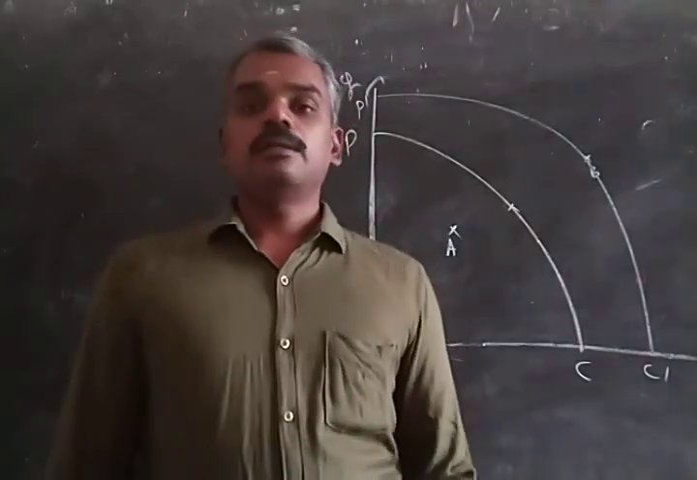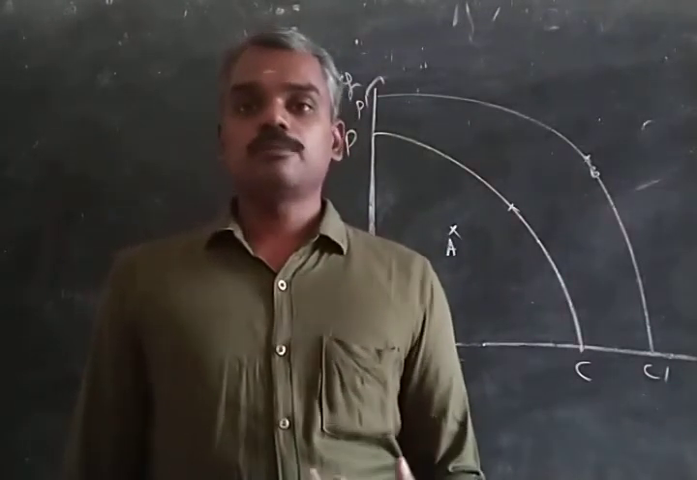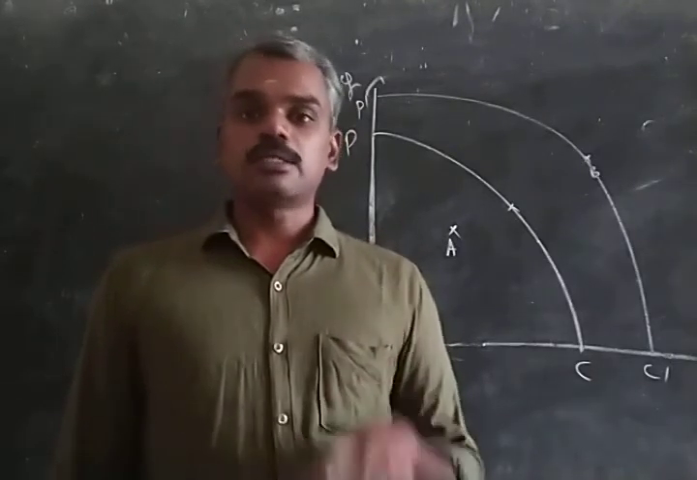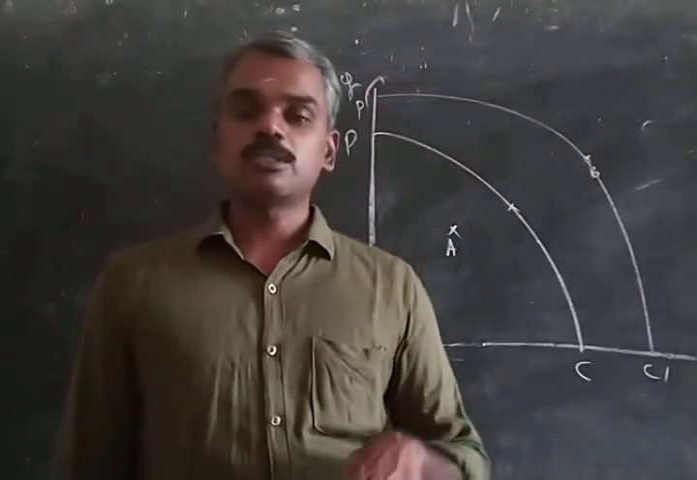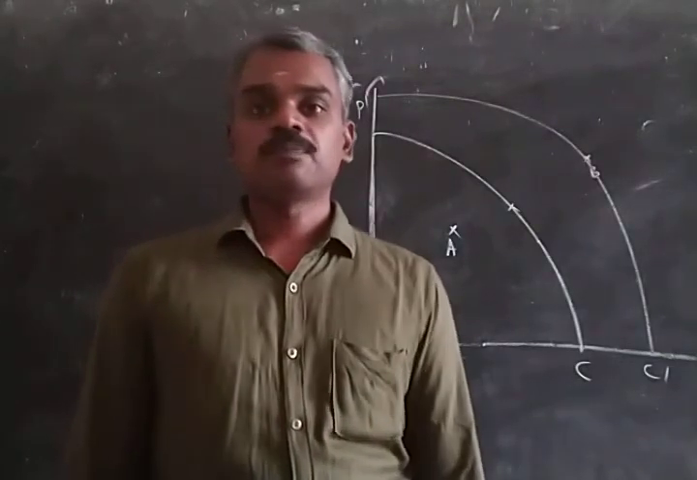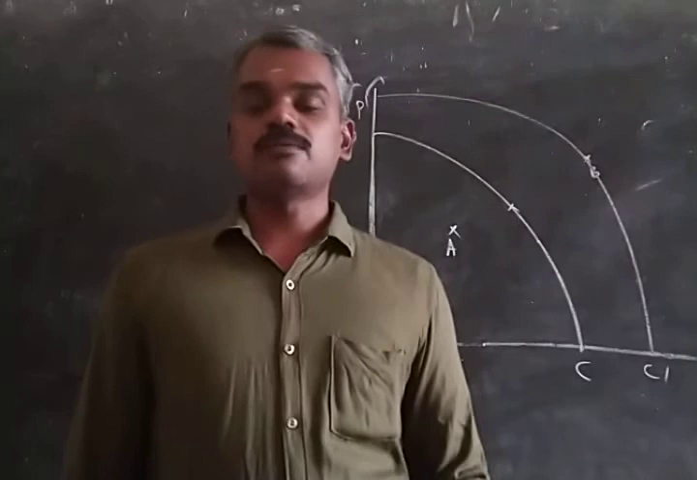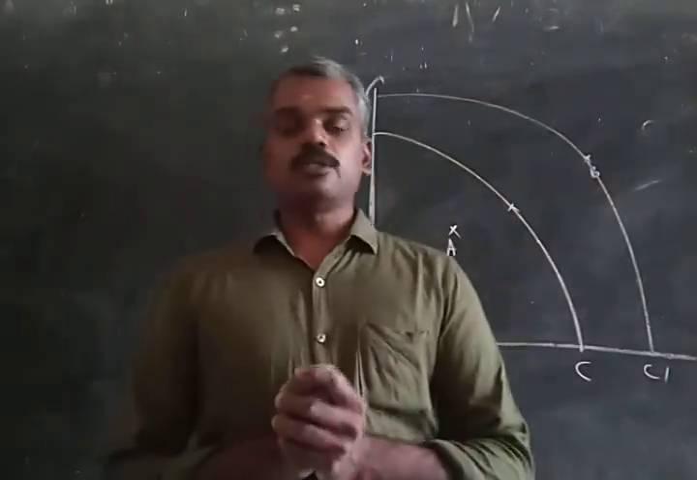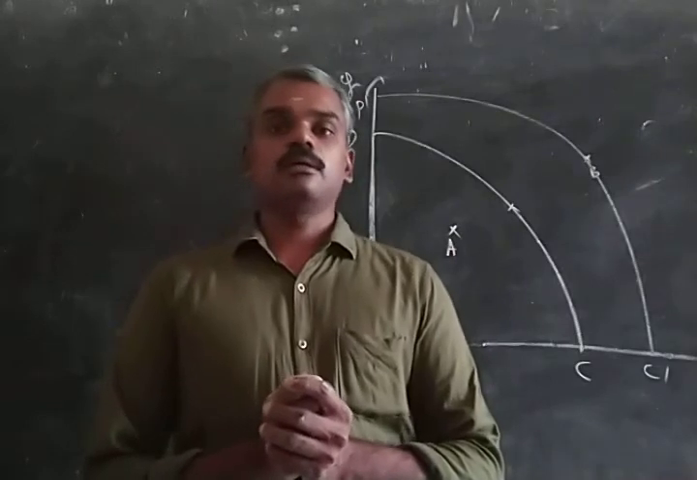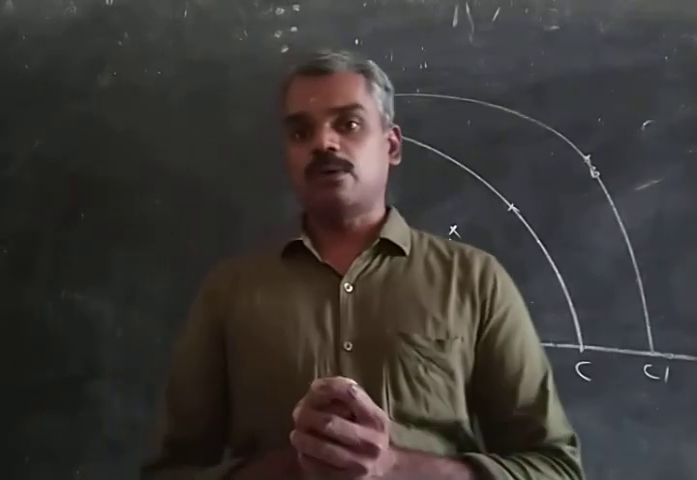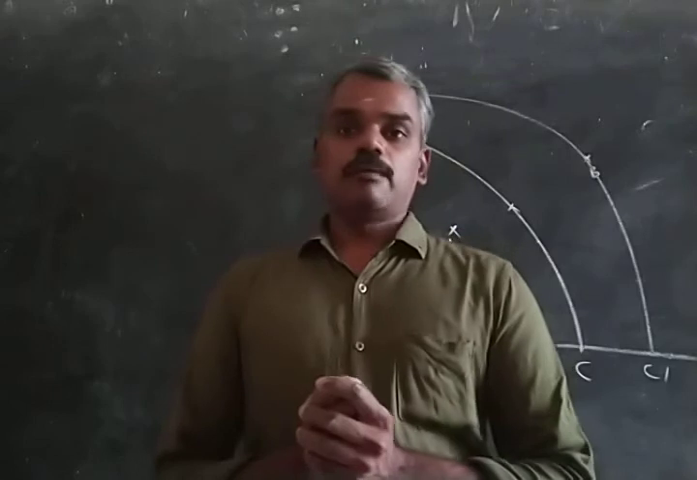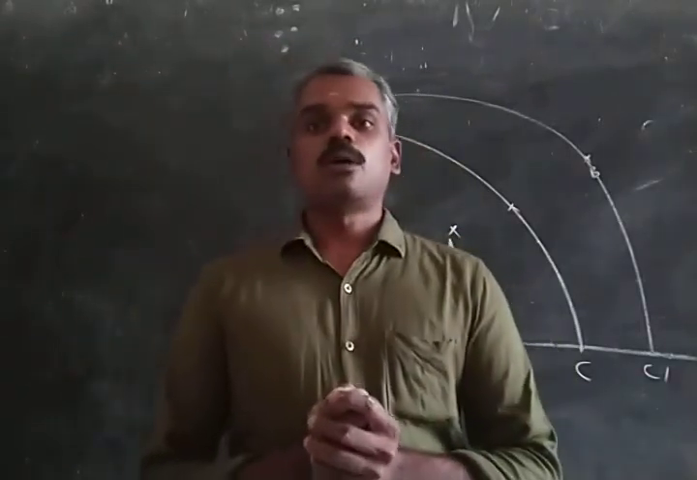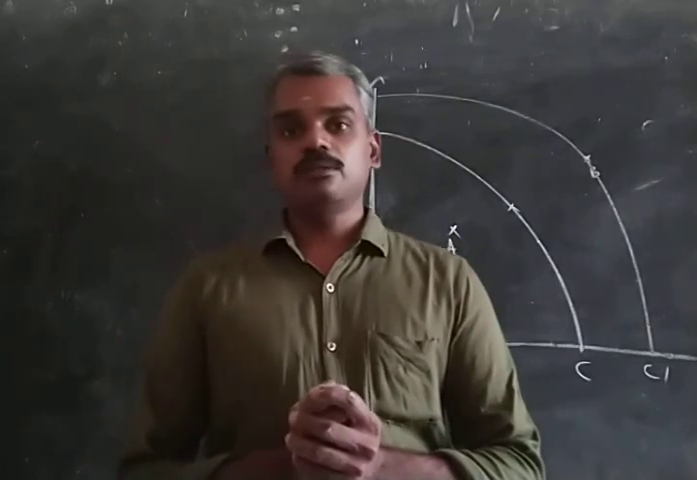Even then, the economy can produce more commodities with the same resources, because the productivity of resources increases. Technology increases the productivity of traditional resources, and hence the nation can produce more with the available resources. So this is about the production possibility curve. Hope you understood the topic. Thank you.